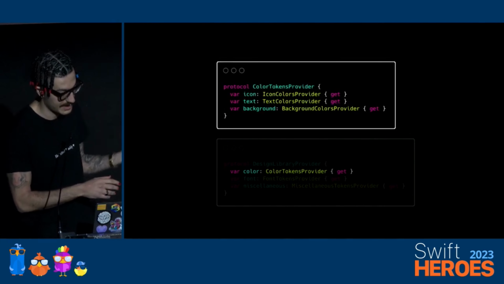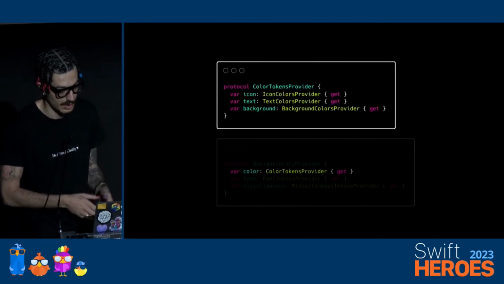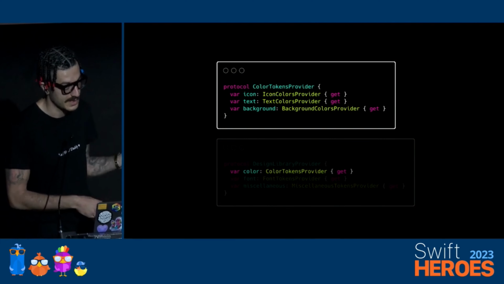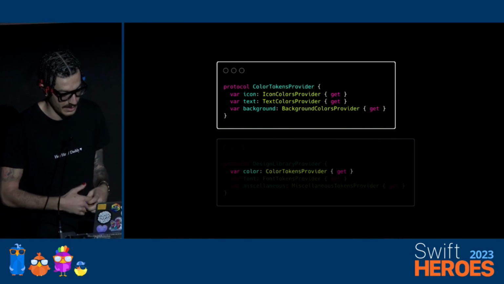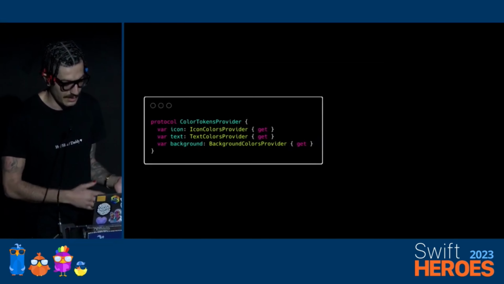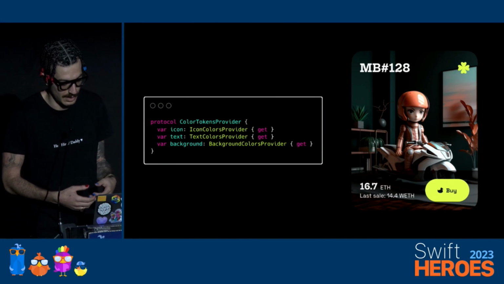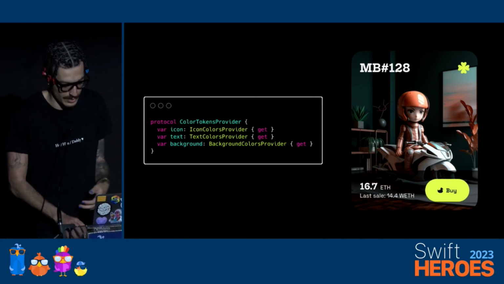So the first thing we're going to look at is the color. Again, it's another protocol. So the color tokens provider contains the colors for the icons in the app, the texts in the app, and the background colors throughout the application. So how are these then used inside to create the actual card?